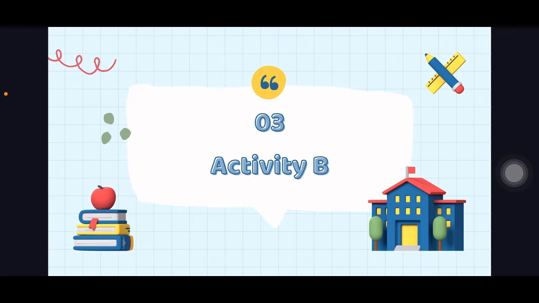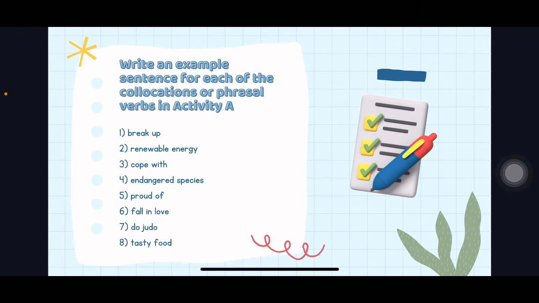We are done with activity A. We will continue with activity B. Before you begin activity B, you need to read the instruction of the activity first. As you can see in the next slide, you need to write an example sentence for each of the collocations of phrasal verbs in activity A.